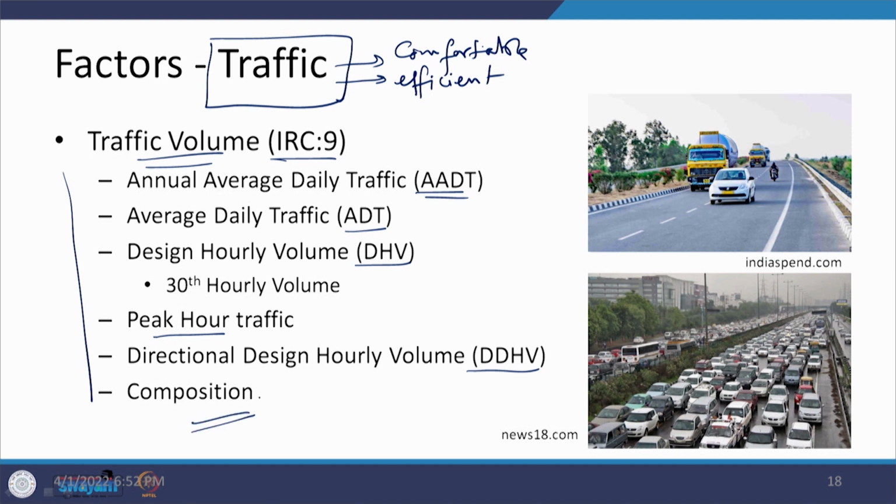We will also be looking at the composition of the traffic in terms of the type of vehicles in the traffic stream. When you look at the photographs here, in the top photograph you can see there is quite less traffic. This is a highway that you are looking at here. So, when you look at this amount of traffic and talk about traffic in terms of peak hour, it is probably not a good value to consider, and that is where we usually talk about the daily traffic in terms of the annual average daily traffic or the ADT, that means the average daily traffic.